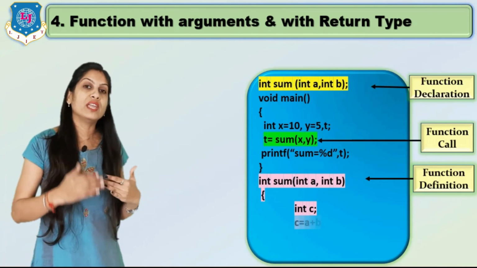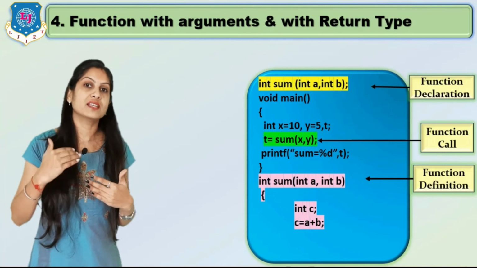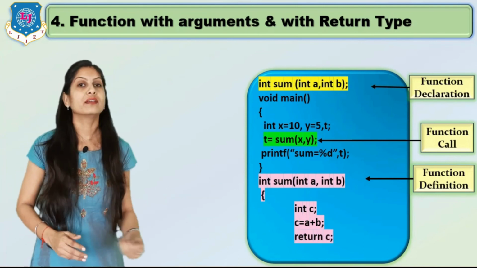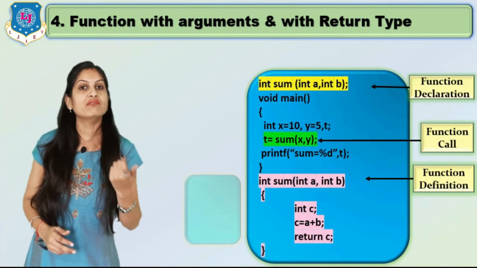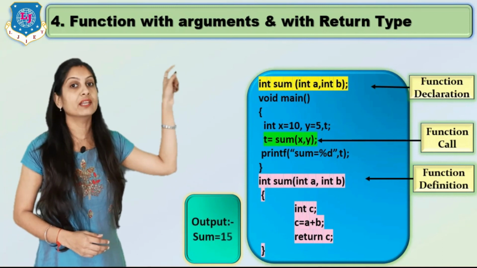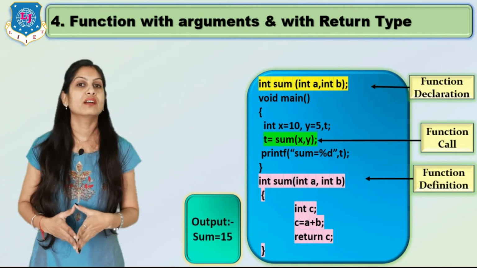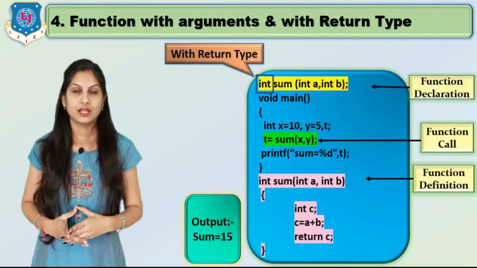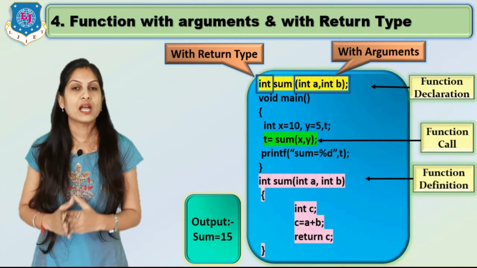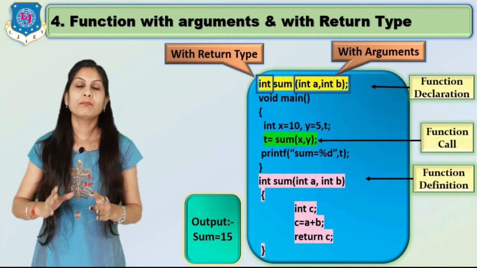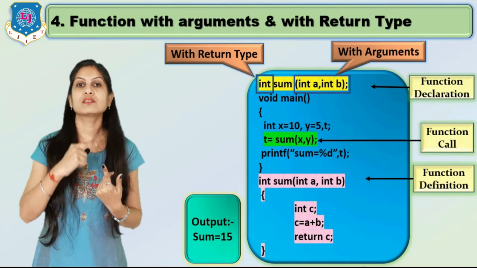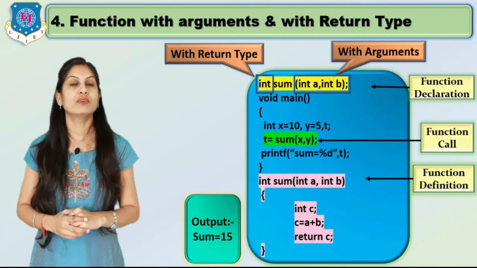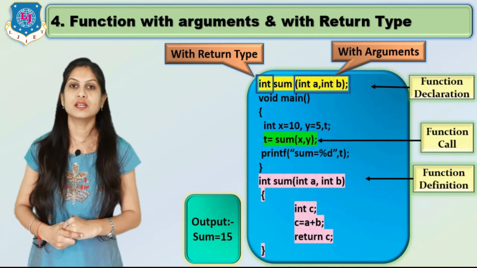Now this c value we do not print here, because the category is with return, so we have to add a return statement. So we have to write return c. So the answer 15 will be returned to the function call in void main, and that value will be stored in t, and the final output is printed like sum equals 15. Clear? So you can write any program using any of the categories. The simple method is first, with no argument with return, but the most appropriate method is the fourth one, that is function with argument and with return type.